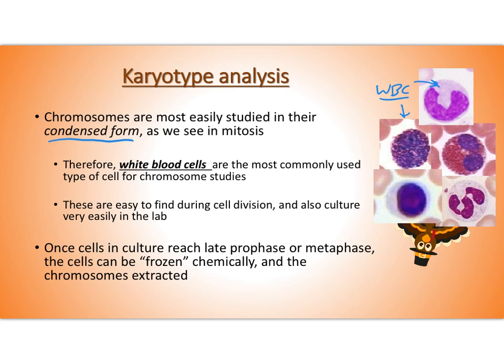we can find them under the microscope. They're very commonly already in cell division, and they're also really easy for us to culture, or grow copies of, in a laboratory setting. Once these cells are in mitosis, particularly in the last part of prophase or in metaphase, we can chemically freeze the cell in that stage, and that allows us to extract those chromosomes and actually study them.